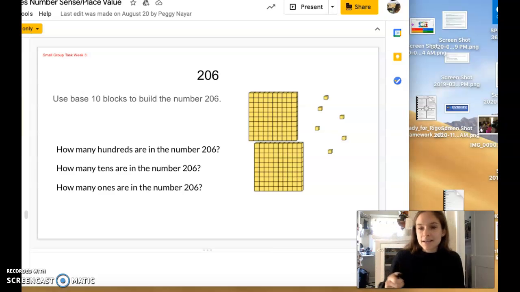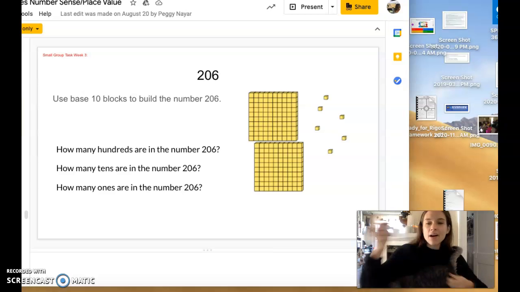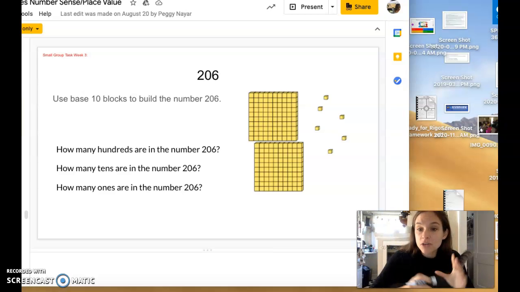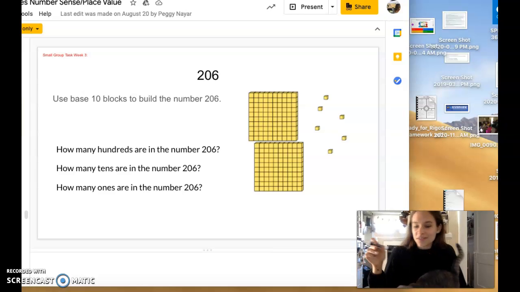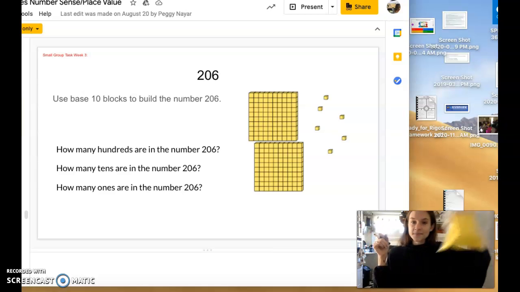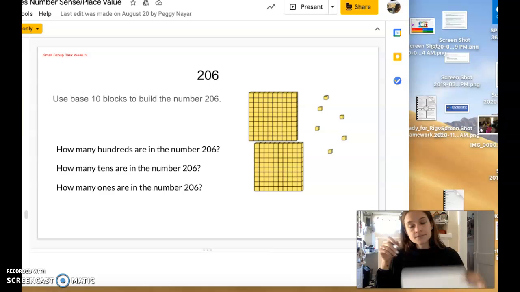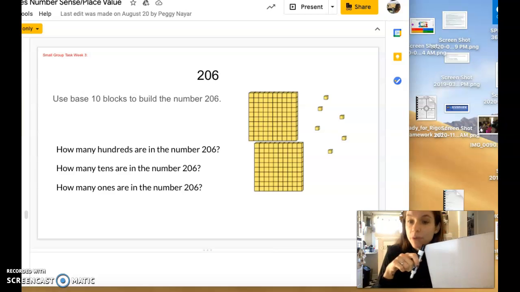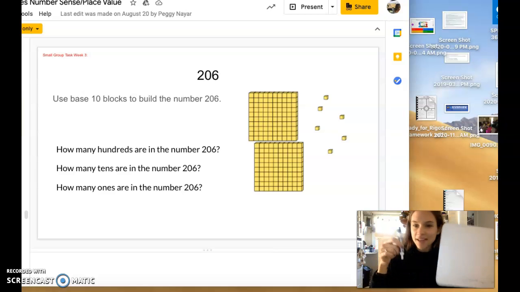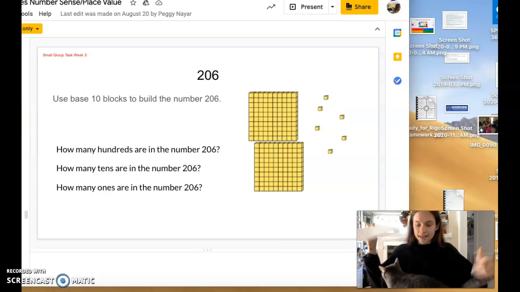So what we did yesterday is we were building numbers with base 10 blocks, and then we were filling out our place value chart. So you are going to need some materials for this lesson today. You will need your base 10 blocks. You will need a whiteboard and a marker. And if you don't have a whiteboard and a marker, that's okay. You can use a pencil and paper instead.